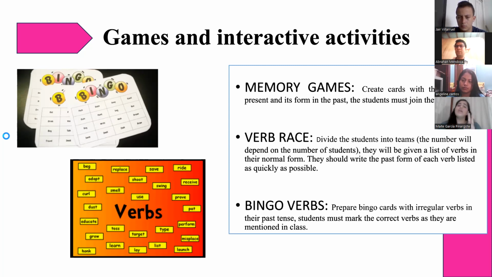The second game for this technique is verb race. Divide students into teams. The number will depend on the number of students. They will be given a list of verbs in the normal form. They should write the past for each verb as quickly as possible. This activity will last 10 minutes.